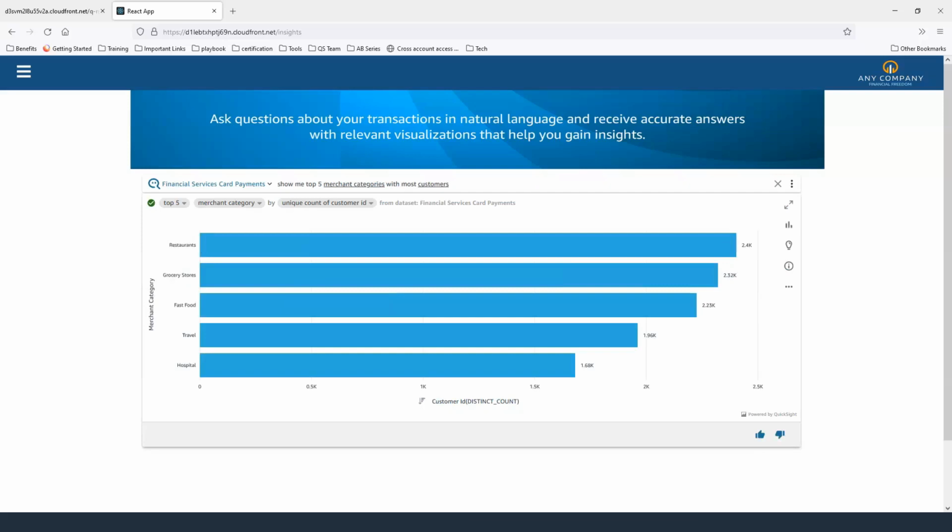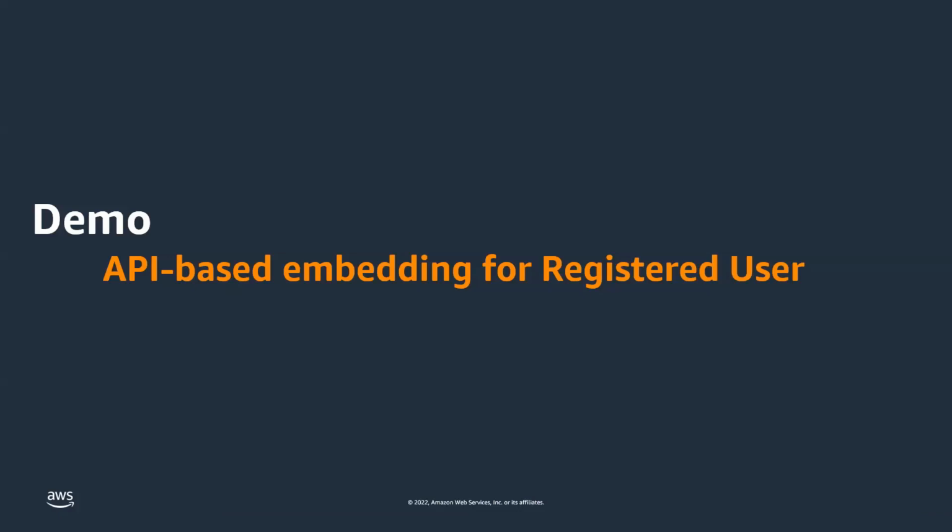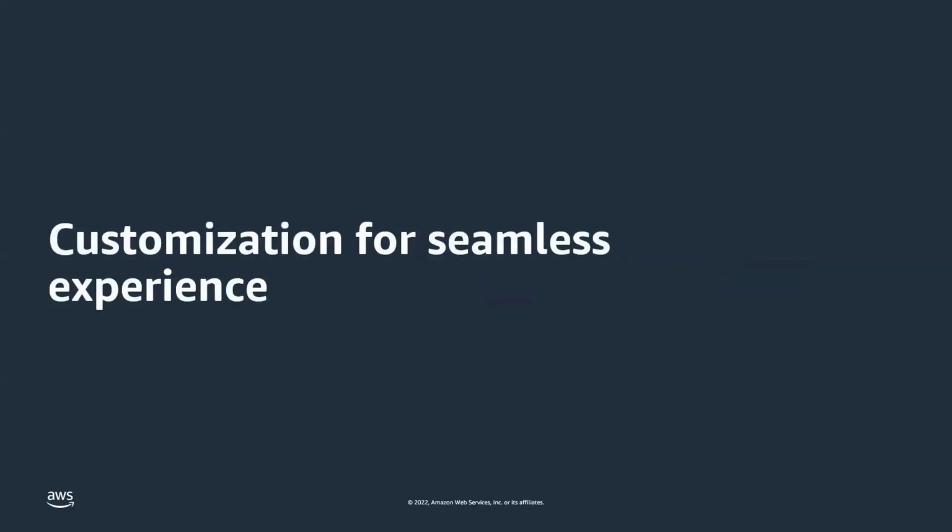Let me switch back. Okay. So now we've seen the different ways of doing API embedding, right? So you've seen the anonymous embedding using the API, and we've seen the registered users using the API. And you've seen the demo of what my application looks like. So how can I customize my application? How was I able to customize? What were the different features that were available to me to be able to make the look and feel similar to my application so that the user has a seamless experience?